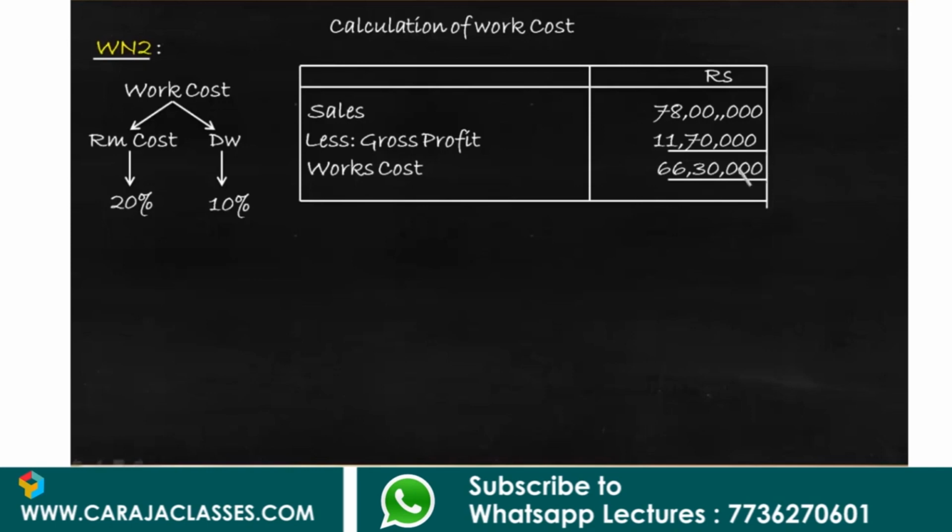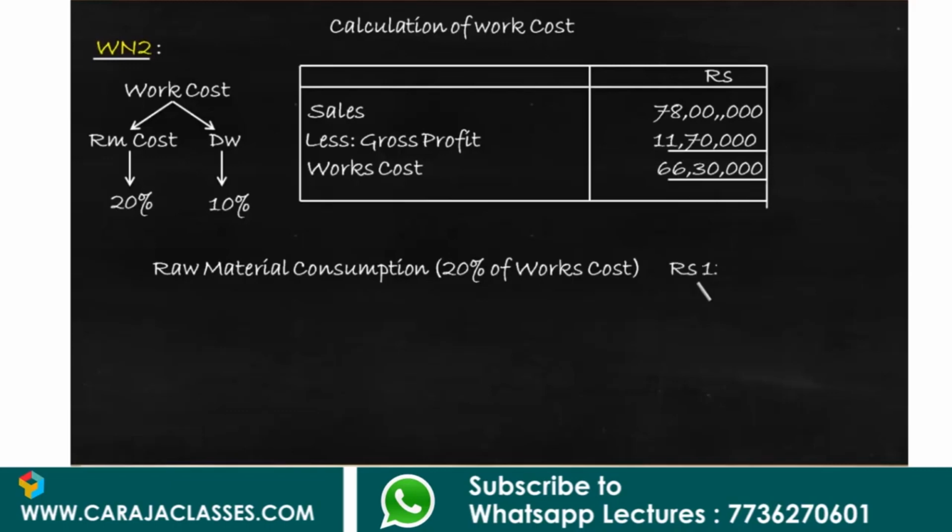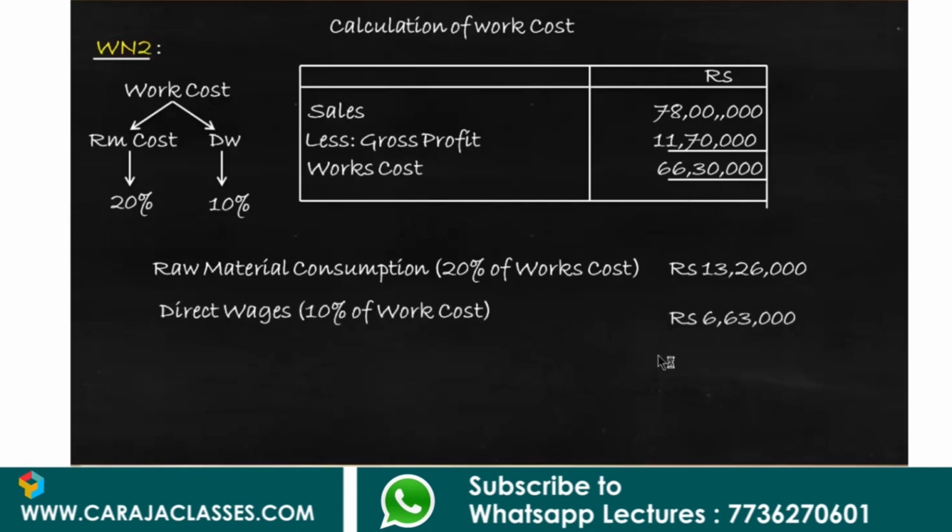With this information we can find raw material cost and direct wages. Raw material cost is 20% of works cost, which is 66,30,000 into 20%, and we'll have 13,26,000. And direct wages is 10% of works cost, so direct wages is equal to 6,63,000. So in this way we have found the raw material and direct wages, and they will be used in preparation of the P&L.